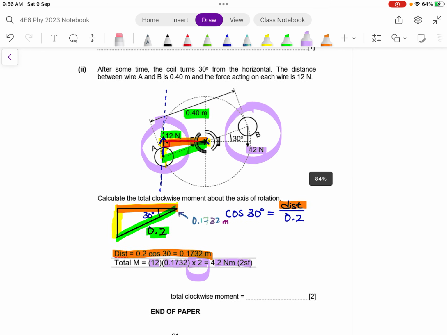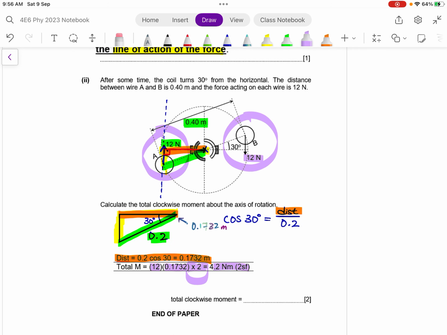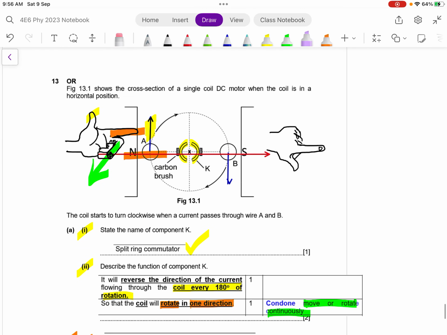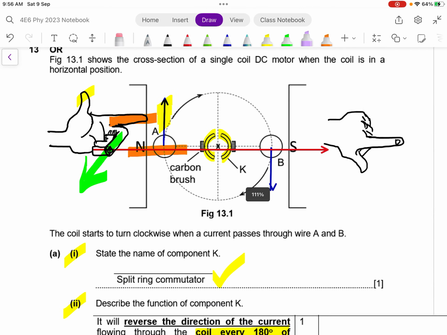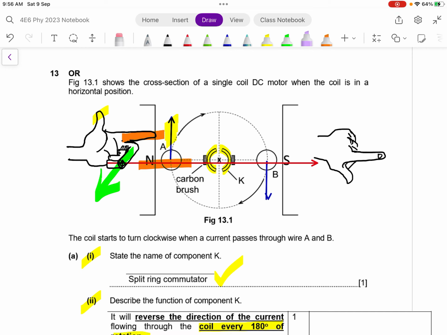Yeah, so technically speaking, your 13 OR is a more straightforward question. Most of the questions are recall. We have given you the answer key in the FAQ. If you have prepared your revision correctly, 13 OR should be an easier question.